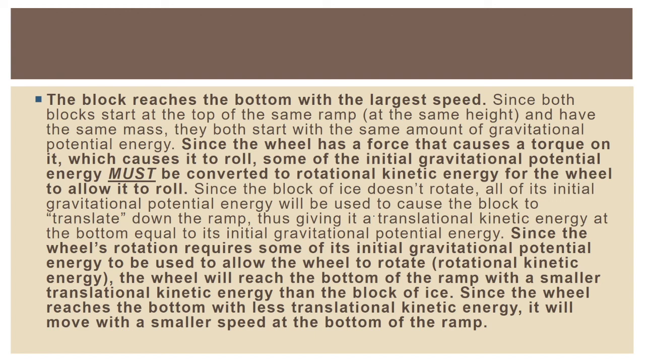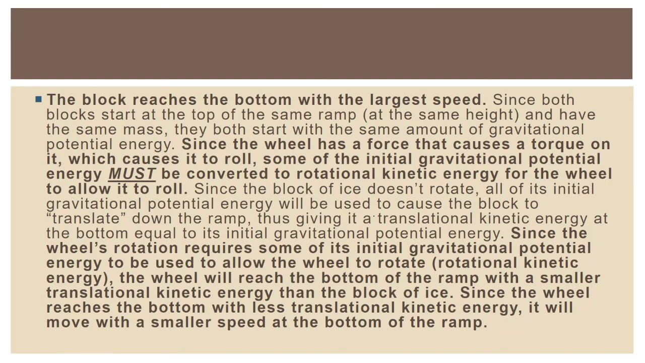Since both blocks start at the top of the same ramp, the same height, and have the same mass, they both start with the same amount of gravitational potential energy. Since the wheel has a force that causes a torque on it, which causes it to roll, some of the initial gravitational potential energy must be converted to rotational kinetic energy for the wheel to allow it to roll. Since the block of ice doesn't rotate, all of its initial gravitational potential energy will be used to cause the block to translate down the ramp, thus giving it a translational kinetic energy at the bottom equal to its initial gravitational potential energy. Then here's the payoff.